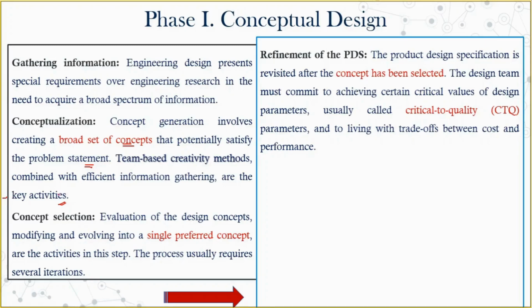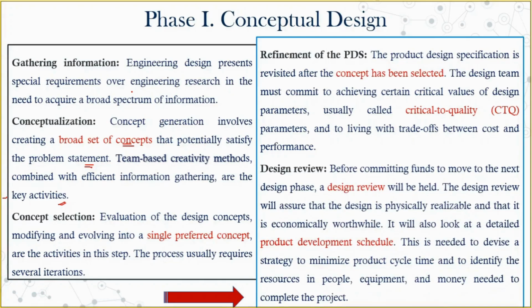The product design specification is revisited after the concept has been selected. Means if you have finalized the concept of the mobile phone, now you will try to give the specification. Then you are going to deal with these types of parameters. What are those parameters? Critical to quality, means based upon your objective you are going to create some critical to quality parameters. Then you are going to consider the refinement of the product design specification.